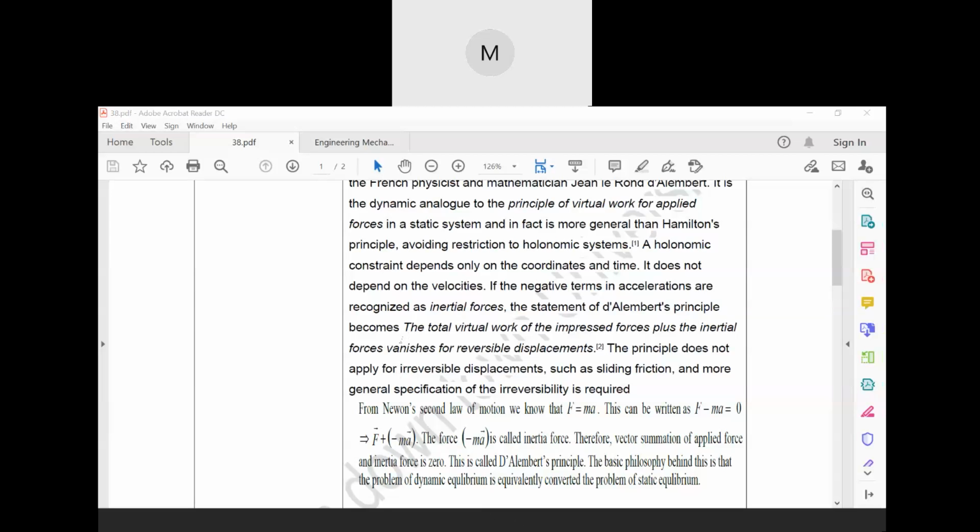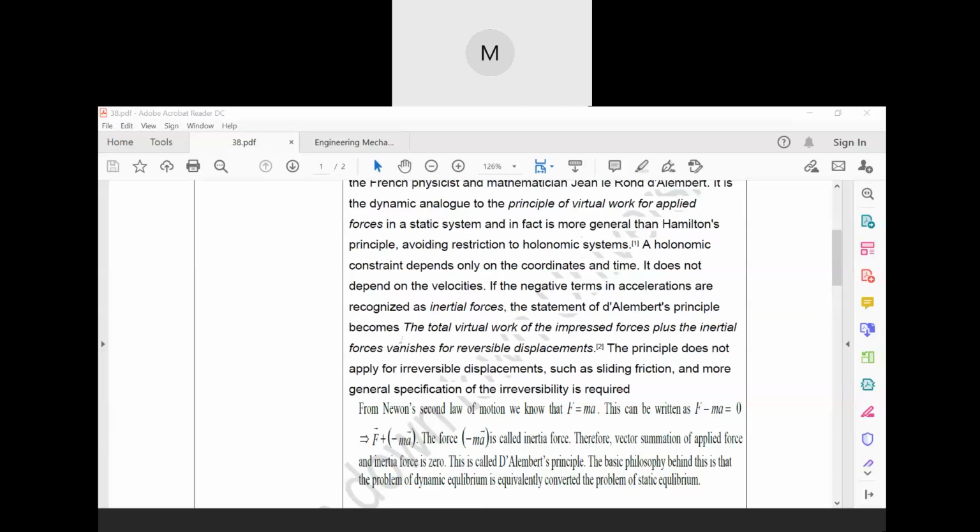So D'Alembert's principle basically states that if a rigid body is acted upon by a system of forces, then this system may be reduced to a single resultant force, whose magnitude, direction, and line of action may be found out by the method of graphic statics.